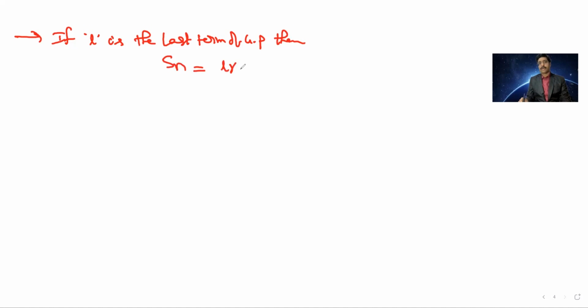Now I am going to explain the sum of an infinite GP. In GP, one more formula is there. If L is the last term of GP, then Sn is equal to Lr minus A by R minus 1, if R is not equal to 1, where R is the common ratio.